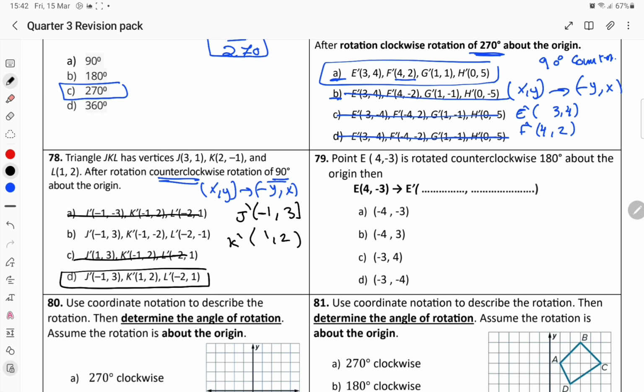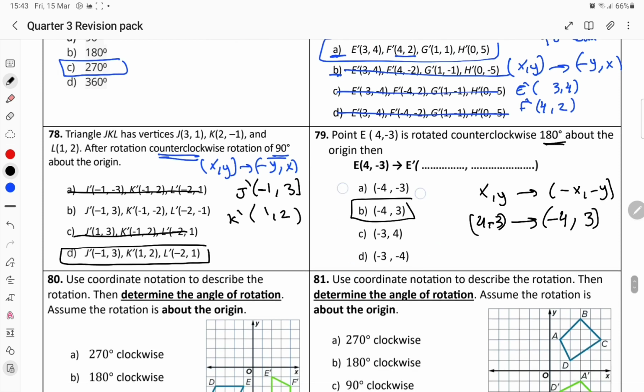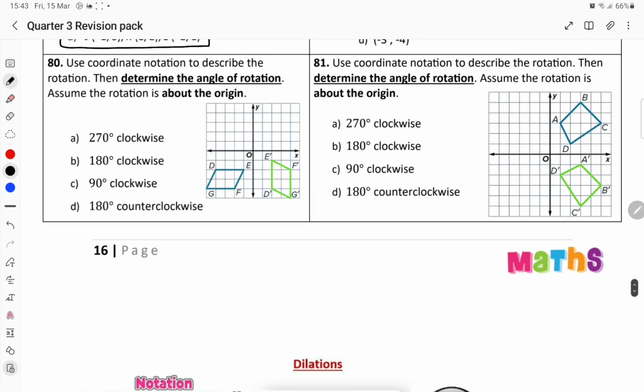E prime, it was negative 3 when you rotate 180. When you rotate 180, what is the rule? We change the sign of both: negative x, negative y. So 4 and 3 becomes negative 4 and negative 3... The 4 becomes negative, and the negative 3 becomes positive 3. So negative 4 and 3, which one? Yes, B. Excellent. Number 80.